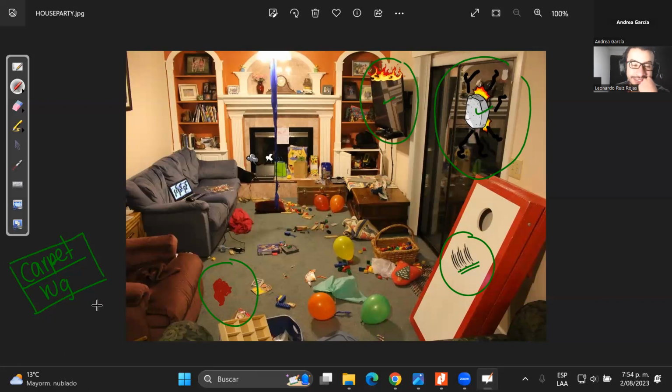Is the floor stained? Exactly. In that case, more than the floor it's the carpet or the rug. Carpet means alfombra, and rug means tapete. So the carpet is stained. Exactly, the carpet is stained. That's it. All right. Okay.